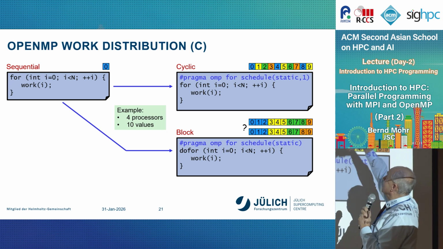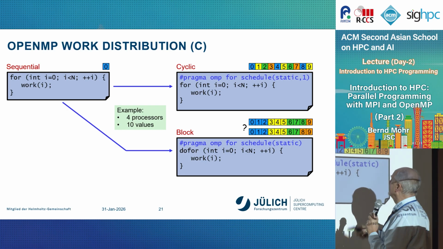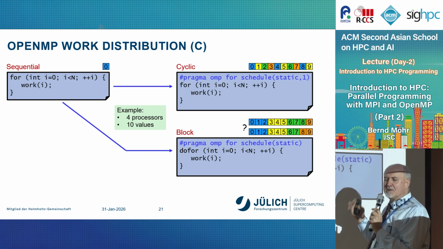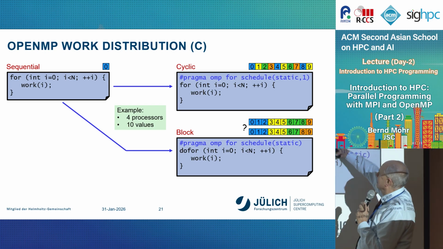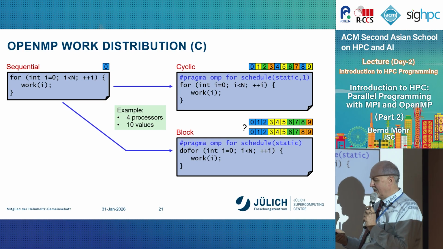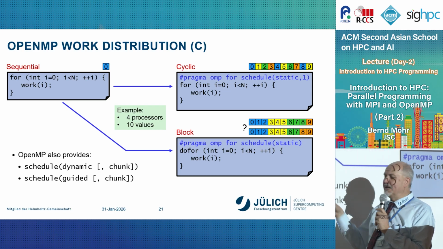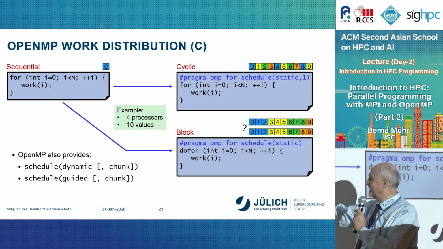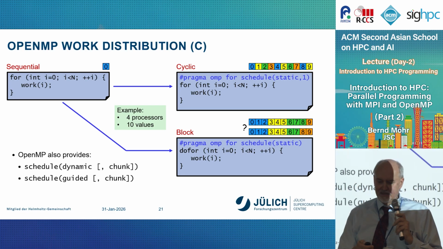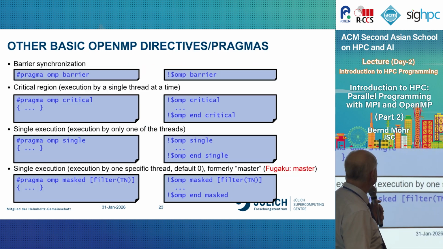But you can say whether you want it cyclic or block, and depending on the algorithm, sometimes this makes a difference. You just specify it, and if a program runs fast enough without saying, you can just leave it off and leave it to OpenMP to distribute. There are also more complicated ways of distributing data, like dynamic and guided, but this is actually if you want to optimize your program and so on. Okay, and this is how to do it in Fortran.